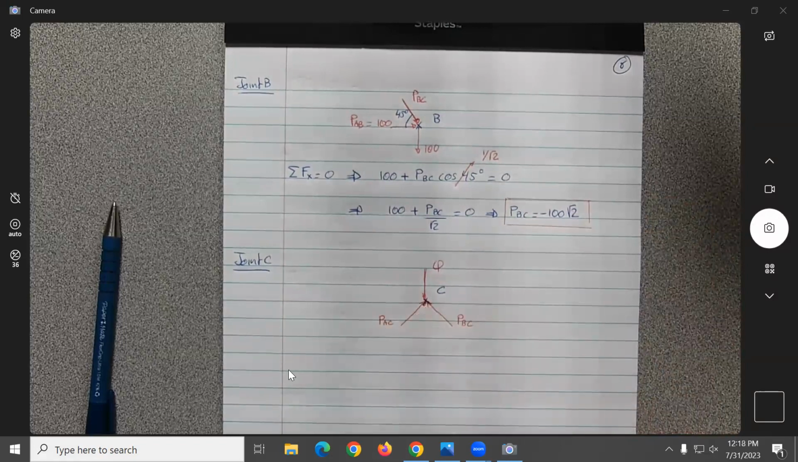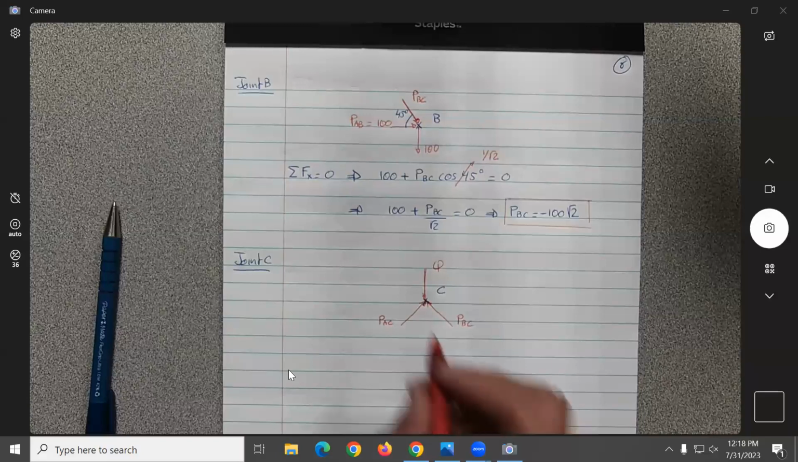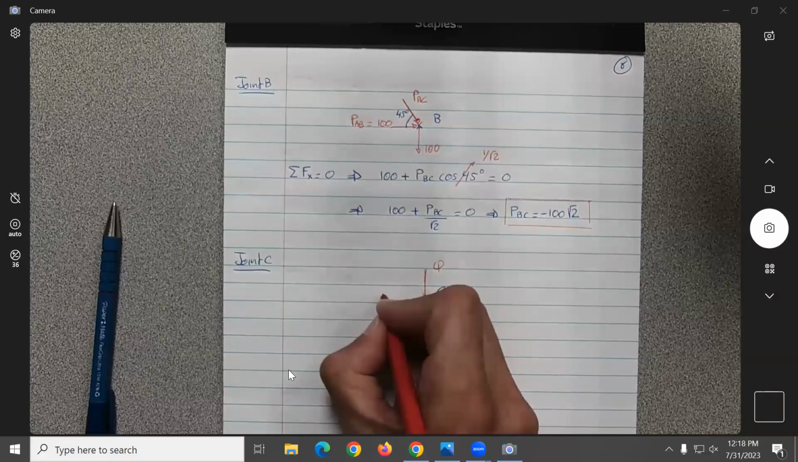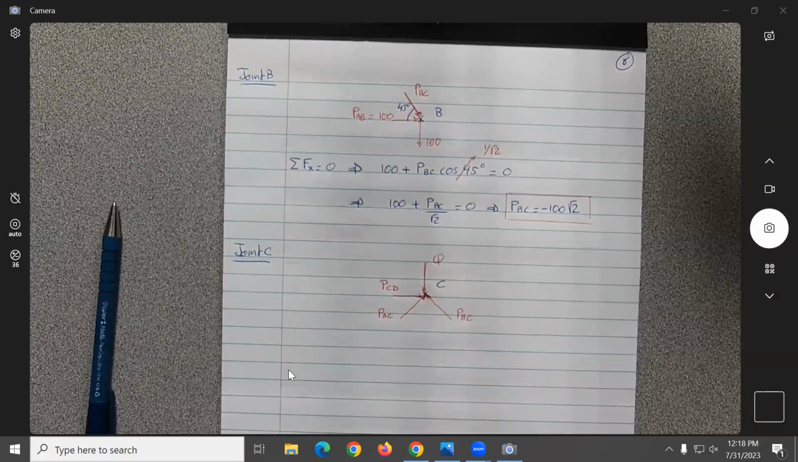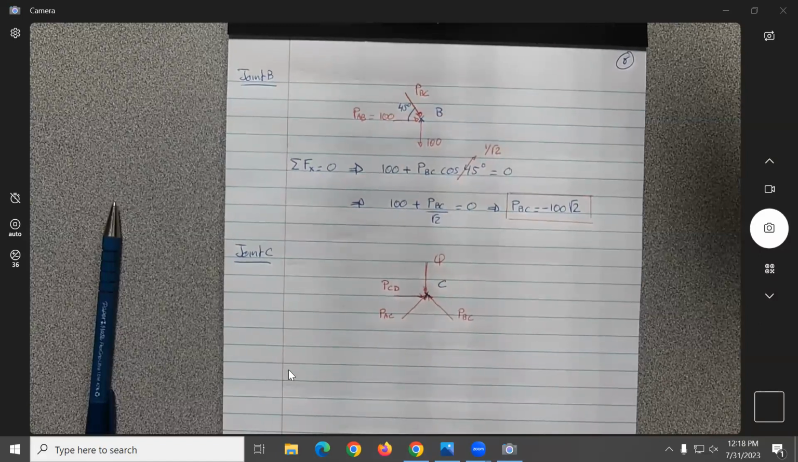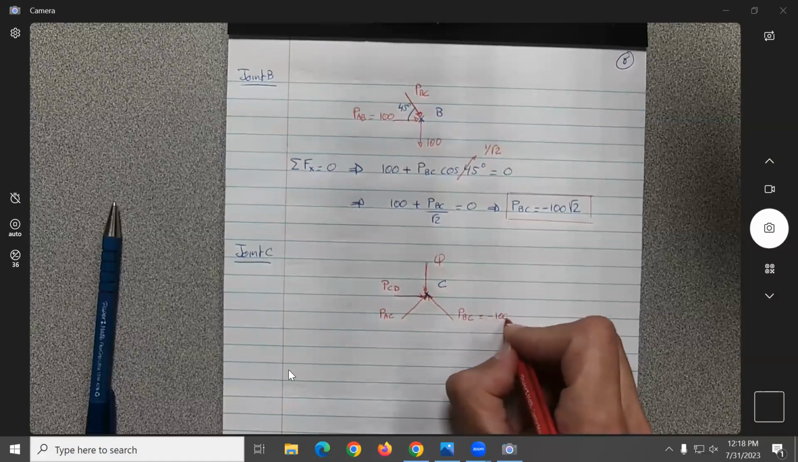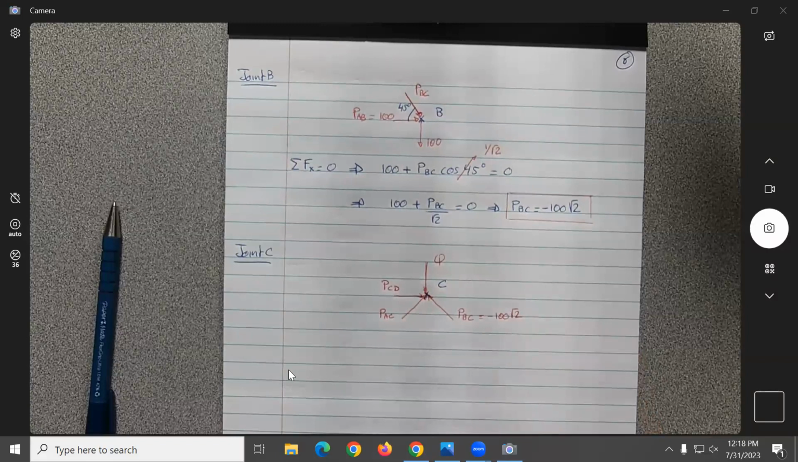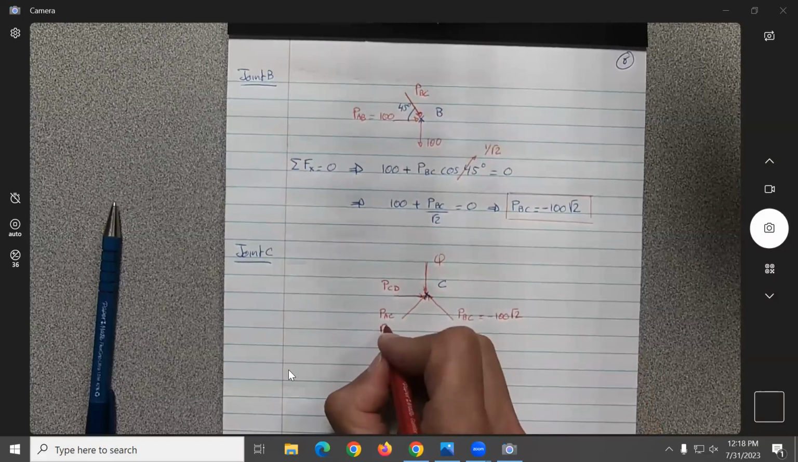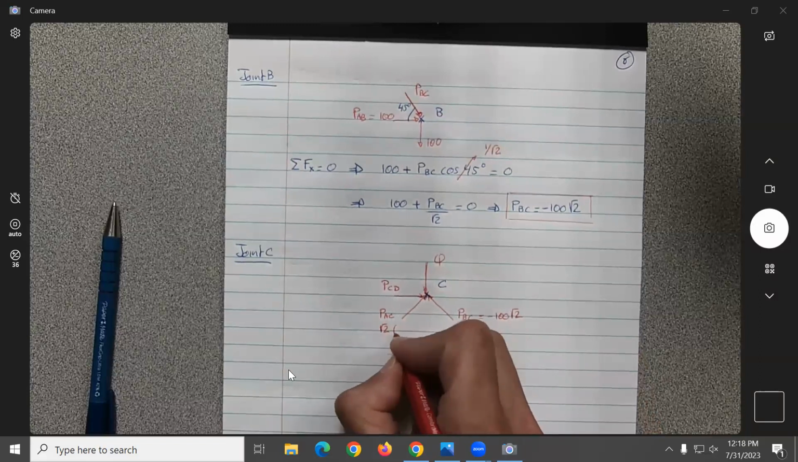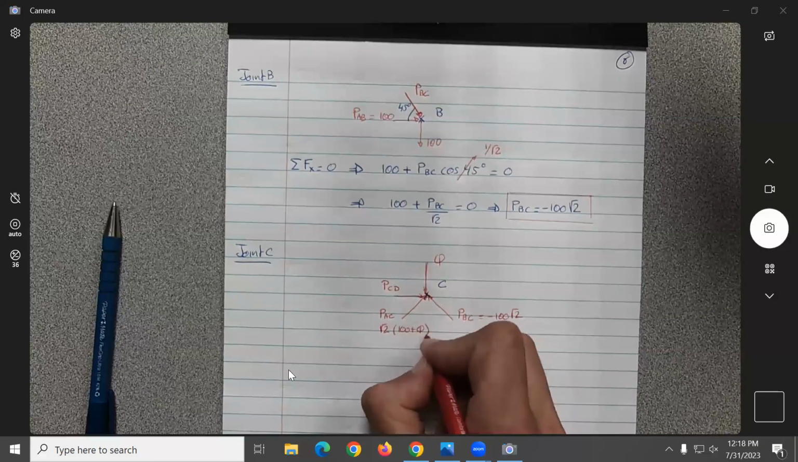Then I'm going to put values now, okay? And then we have here the force, let's call it PCD, okay? This is one of the cables. Okay, but let's see. PBC, we know is equal to minus 100 square root of 2. So really it should be pointing in the other direction, no? But let's try not to use that one then. PAC, we found that one to be equal to square root of 2 times 100 plus Q.